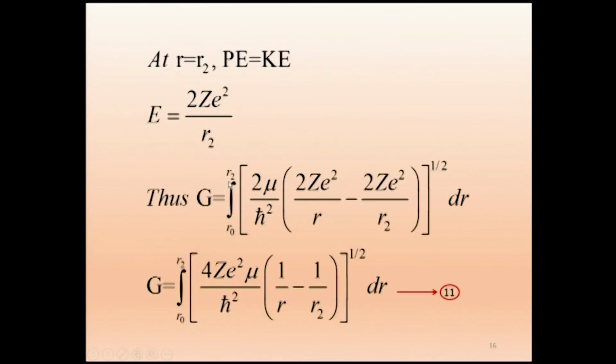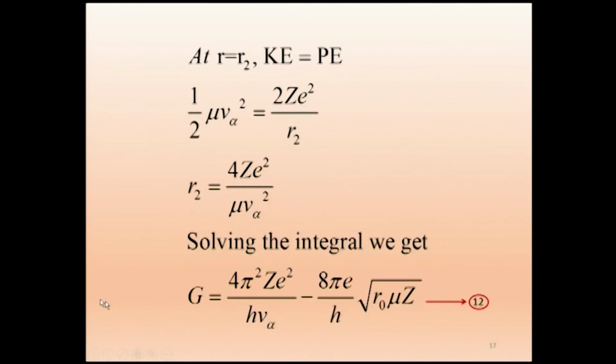See, we need to know what is the upper limit. R0 to R2, we should know what is the upper limit. For that reason, we are just writing this part. So, we know the upper limit now, we know the lower limit, we can solve the integral. There are many ways of solving the integral. We are not elaborating the mathematical part.